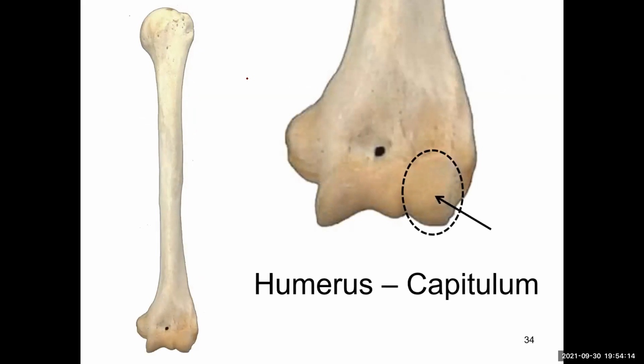All right, now we're down at the distal end of the humerus. This is an anterior view. We're looking at the front. So you've got this rounded ball-like structure that is the capitulum. The radius, which is one of 2 bones in your forearm, articulates with the capitulum.